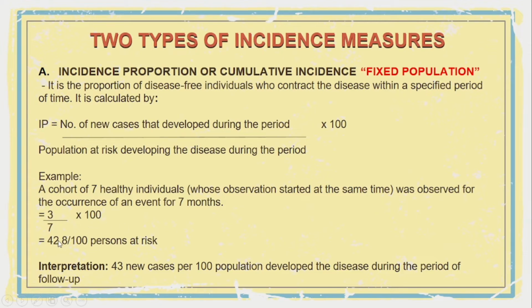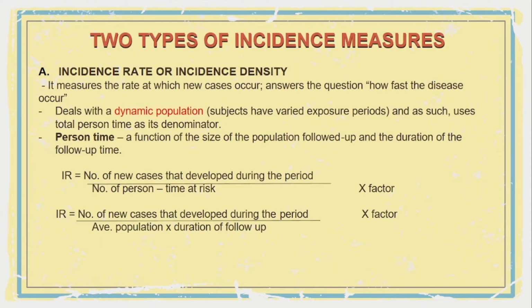I'll double check this one. And then, 3 divided by 7 times your factor 100, magiging 42.8 divided by 100% at risk. So, since persons ang pinag-uusapan natin, hindi po pwede yung 42.8. Wala namang 42.8 na tao, di ba? Parang may kalahating tao ba? So, i-round up natin siya to 43. 43 new cases per 100 population developed the disease during the period of time. During the period of follow-up.